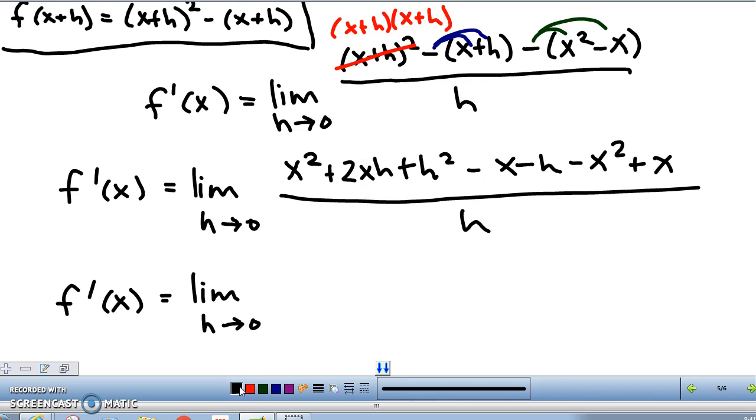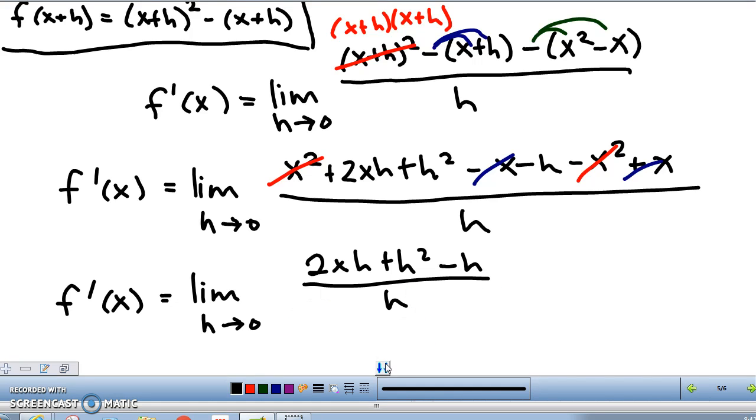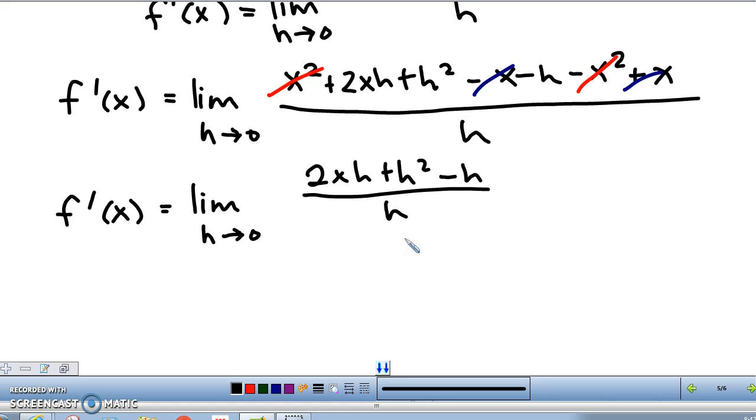Now let's start seeing what can cancel out. That's been common in a lot of problems. X squared minus x squared, and then we also get negative x with a positive x. I think that's it. So we get 2xh plus h squared minus h over h. And this is looking familiar. I hope it's not a problem that we've already done.